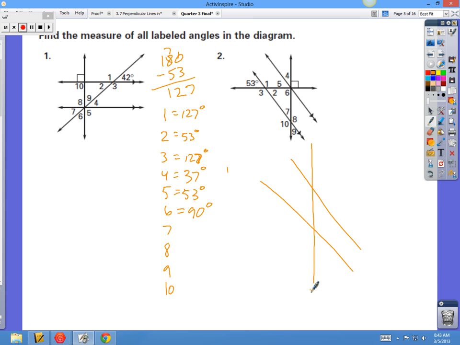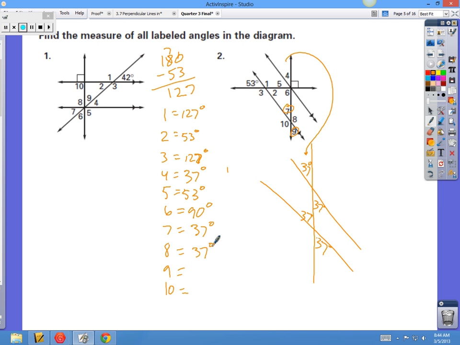Let's see what we got here. I'm going to take out that horizontal line. Let's see if I can get these bottom ones, 7, 8, 9, and 10. So I know this guy is 37 degrees, and that's my number 4. So that guy is going to be 37. This guy is going to be 37, and this guy is going to be 37. So I just found 7 and 9. So 7 and 9 have got to be 37 degrees.